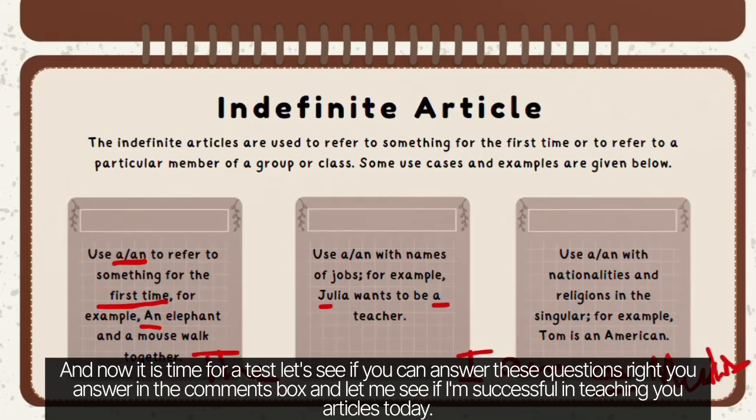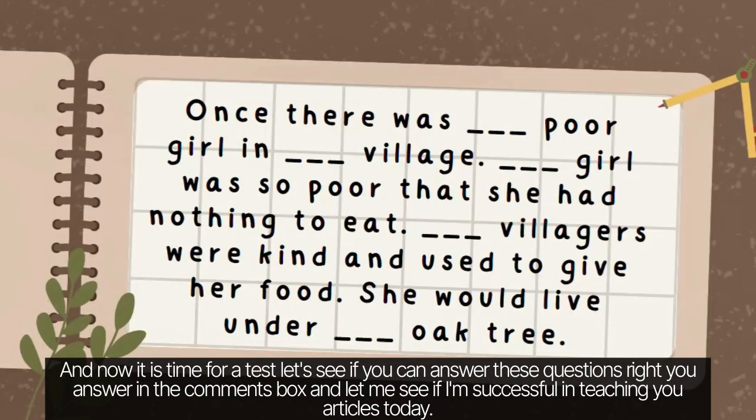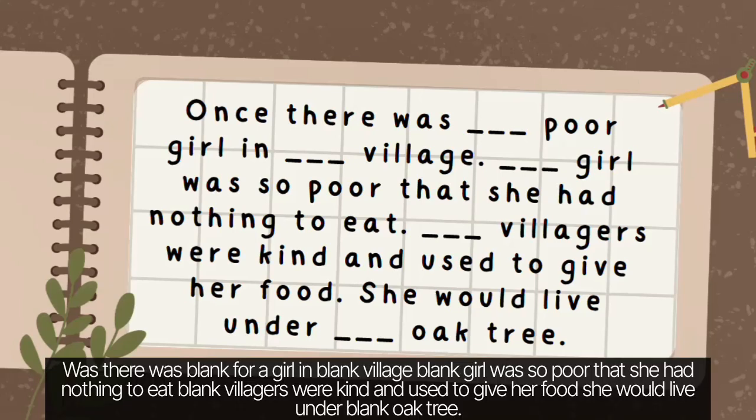And now it is time for a test. Let's see if you can answer these questions. Write your answers in the comments box and let me see if I'm successful in teaching you articles today. Once there was blank poor girl in blank village. Blank girl was so poor that she had nothing to eat. Blank villagers were kind and used to give her food. She would live under blank oak tree.